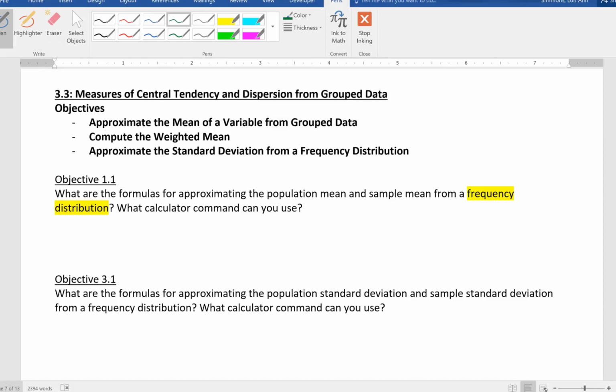Lesson 3.3, Measures of Central Tendency and Dispersion from Grouped Data. There are 3 objectives: approximate the mean, compute the weighted mean, and compute the standard deviation for grouped data.